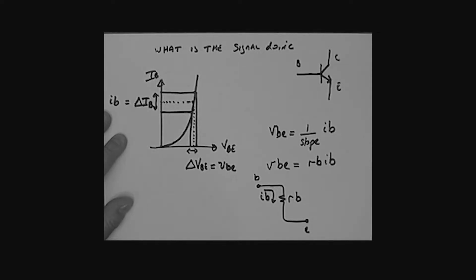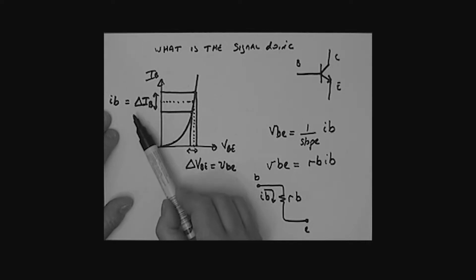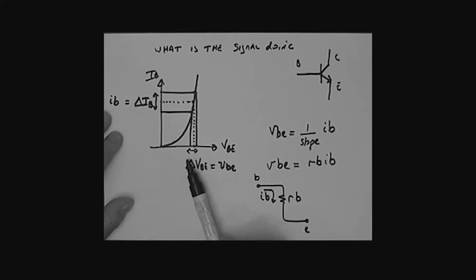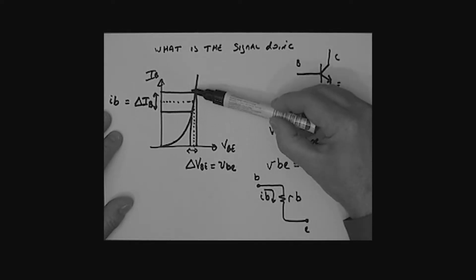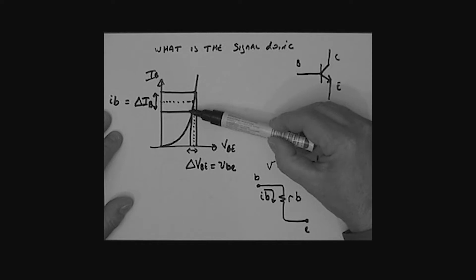Now you've got to remember, we're talking about the AC component of current and how it's related to the AC component of the voltage, vbe. And I'm saying that they're linearly related, providing the variation in ib is not too large.